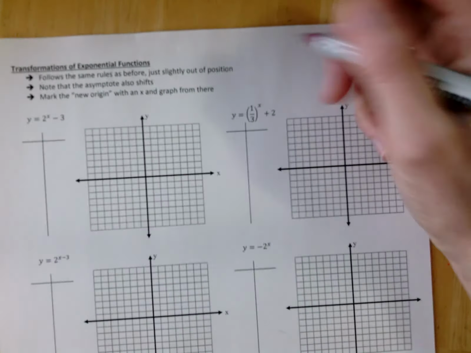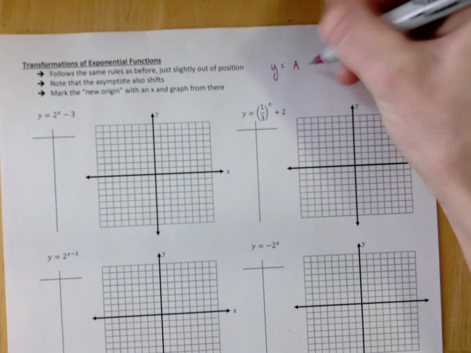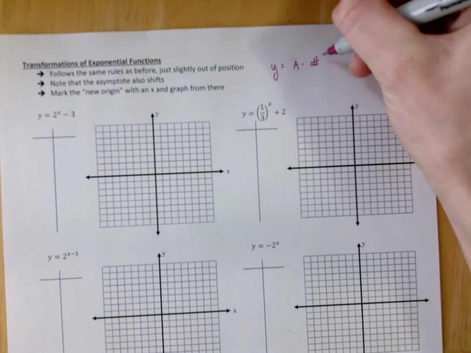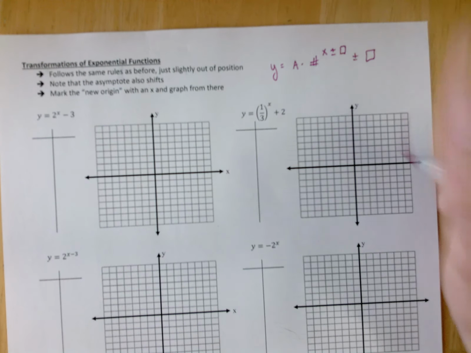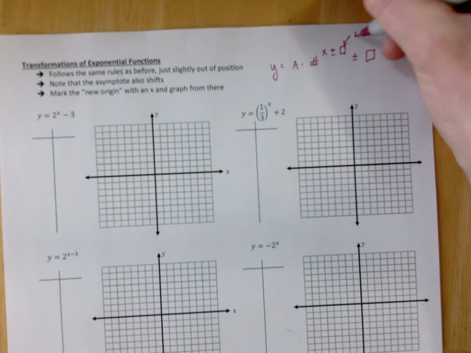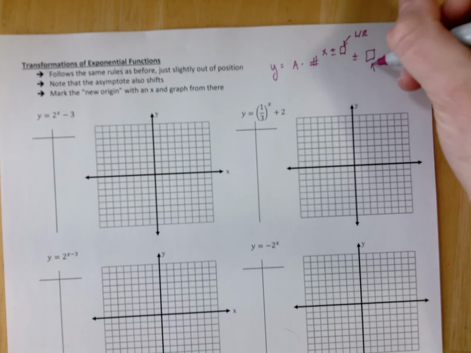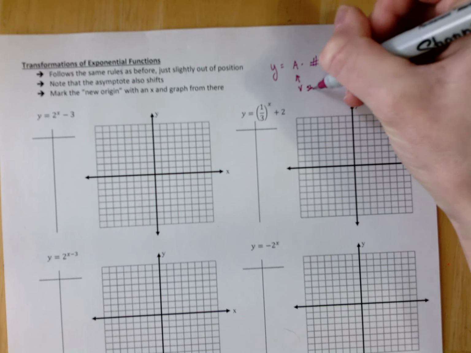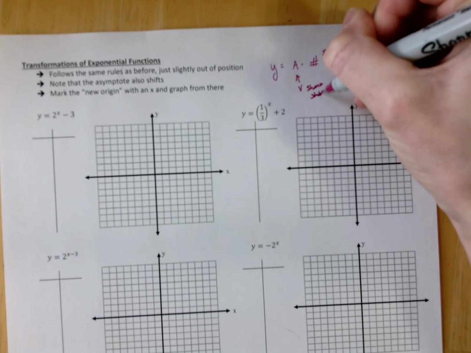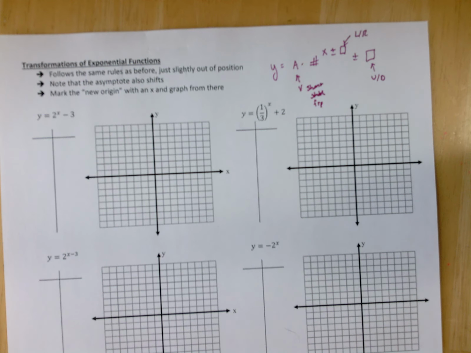So when we look at this, you're going to have y equals some a value times whatever your base number is raised to the x plus or minus some number, and then plus or minus some number. This guy is your left-right, still backwards of what you'd think it would be, just like always. This guy is up-down. This is your vertical shrink, stretch, or flip. And if there's a number in front of the x, that would be a horizontal shrink, stretch, or flip.